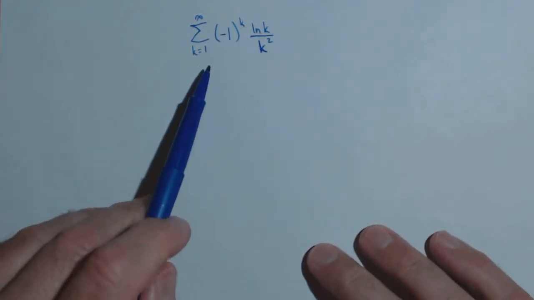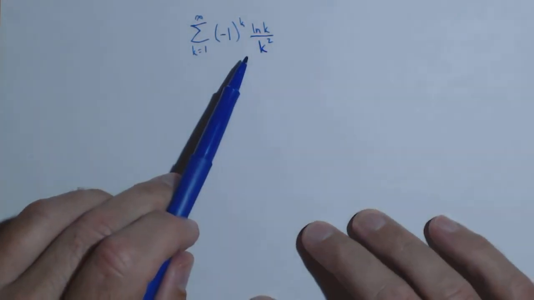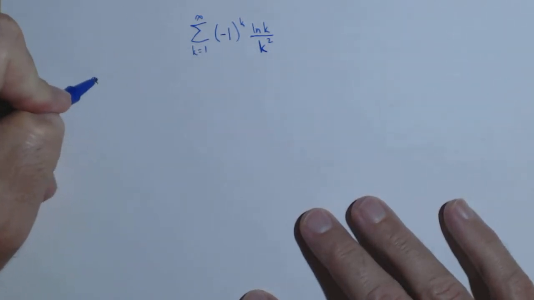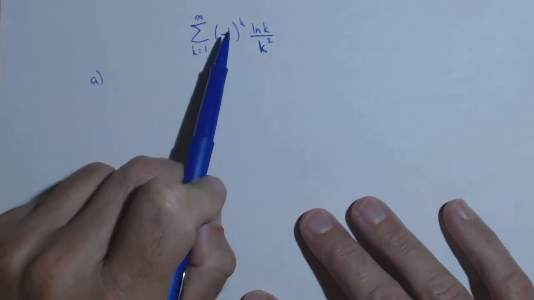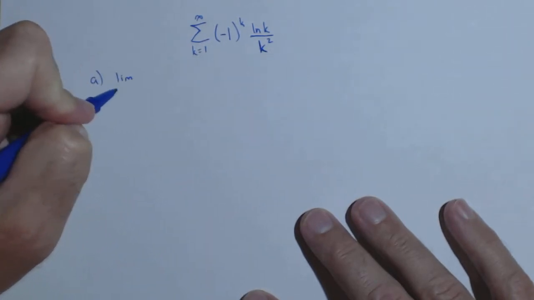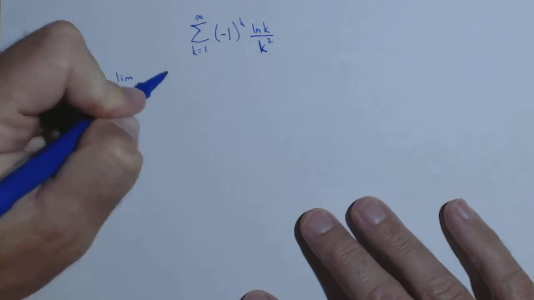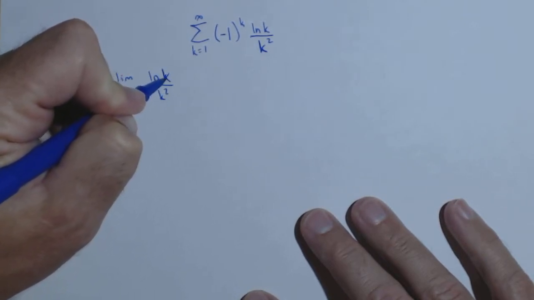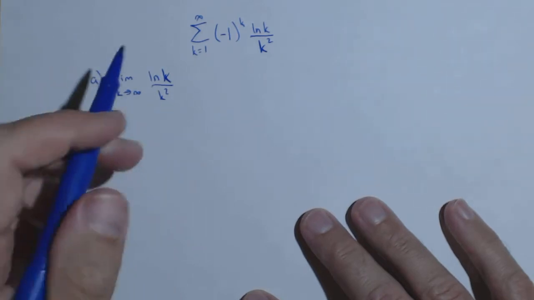In this video, we're going to check the following series for convergence and absolute convergence. Now, for convergence, we can see that we have an alternating series here. We have the alternating piece. So really, all we need to check is the limit as k goes to infinity of ln of k over k squared, and see if that decreases to 0.